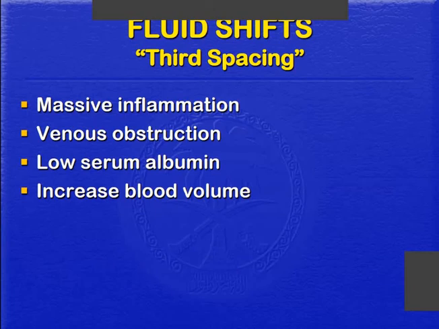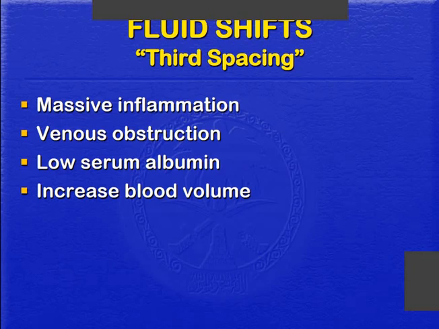Causes of third spacing are massive inflammation, venous obstruction, or low serum albumin, for example a patient with nephrotic syndrome, or a patient with renal or hepatic disease, when they lose a significant amount of albumin, whereby the oncotic pressure will be low and the fluid will be leaking from the intravascular to the extravascular space.